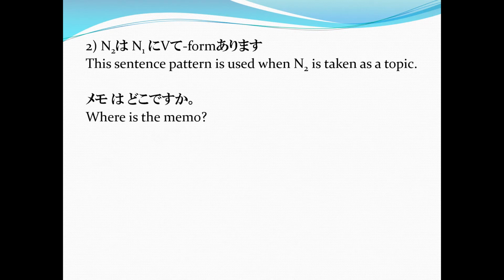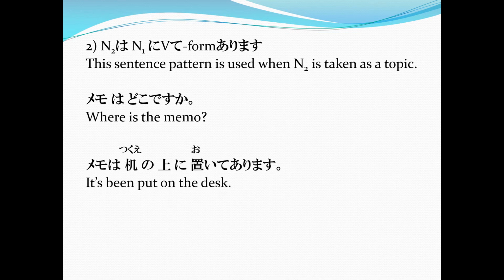Memo wa doko desu ka? Or where is the memo? Memo wa tsukue no ue ni oite arimasu. Again, memo wa tsukue no ue ni oite arimasu.